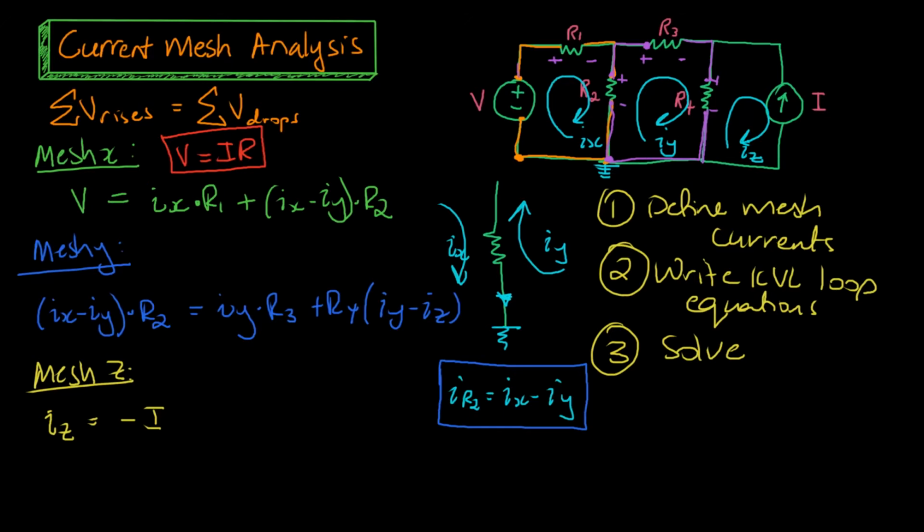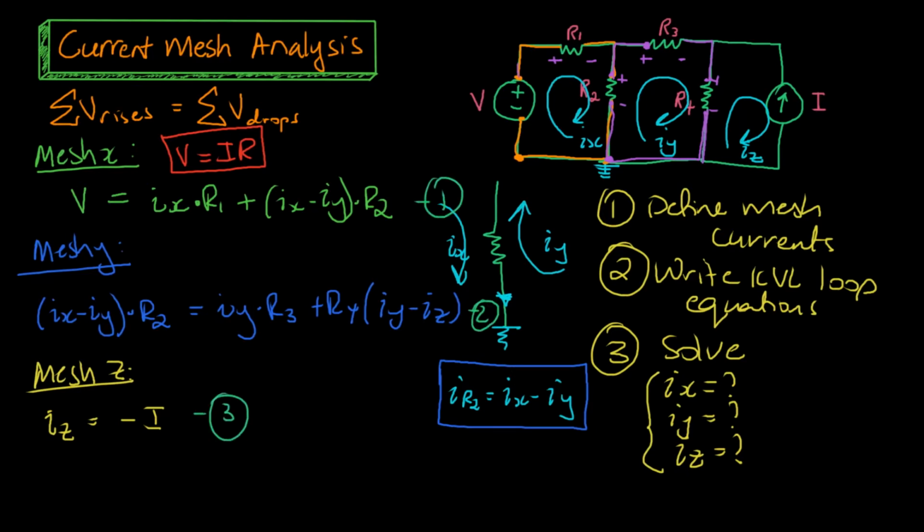Those are our three KVL mesh equations for our three meshes within our circuit. Our job now is to solve for Ix, Iy, and Iz. Now we have three unknowns in this case, but we also have three KVL equations, which means this is a solvable system. You can solve this system by substitution, elimination, or using matrices. My preferred method is to do substitution.